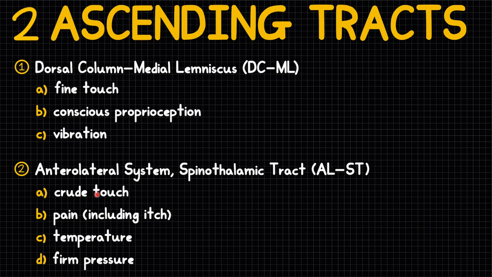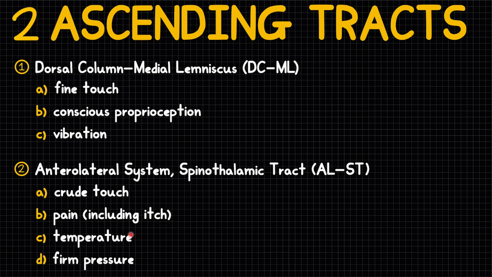That's that crude touch, sometimes also called non-discriminative touch. The second somatosensation is pain, and this includes itching sensations. This is also mediated by the anterolateral system. So when you get a cut, for example, the pain that you're feeling is going to be mediated by neural transmissions from the spinothalamic tract.